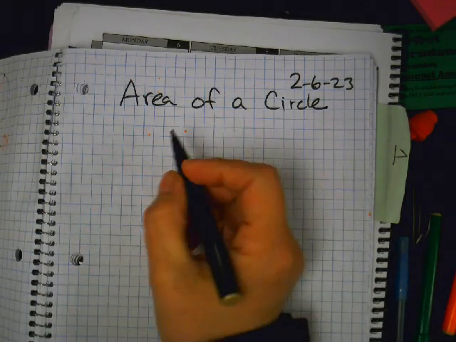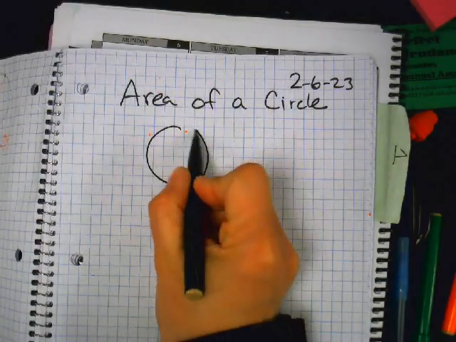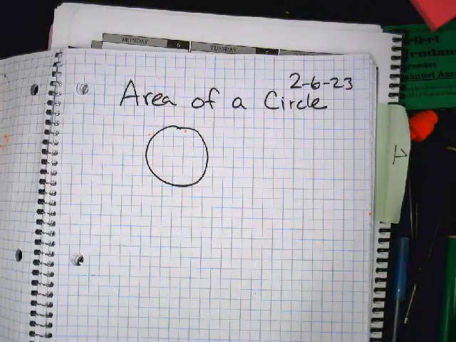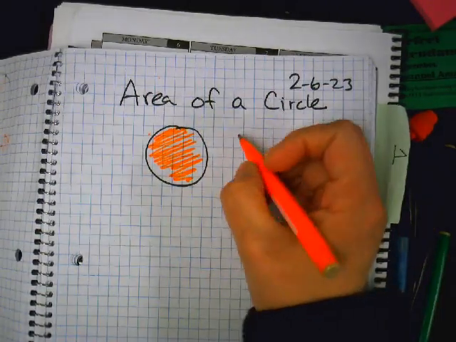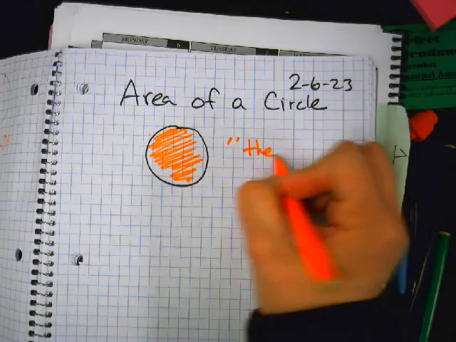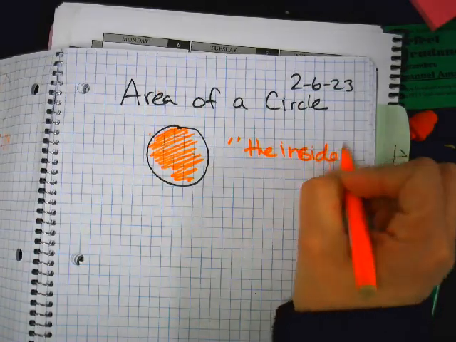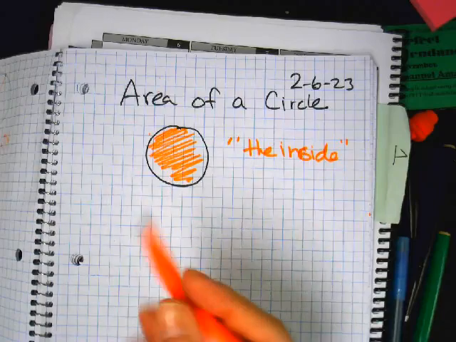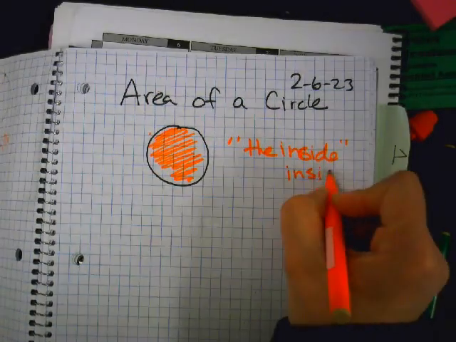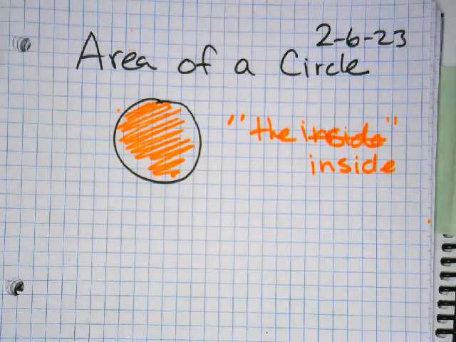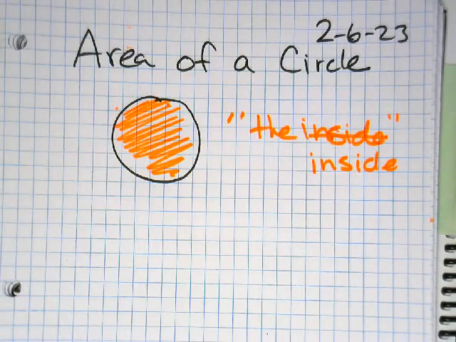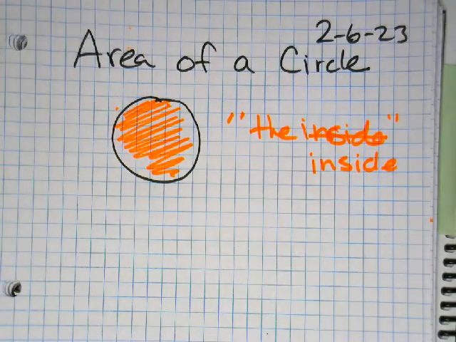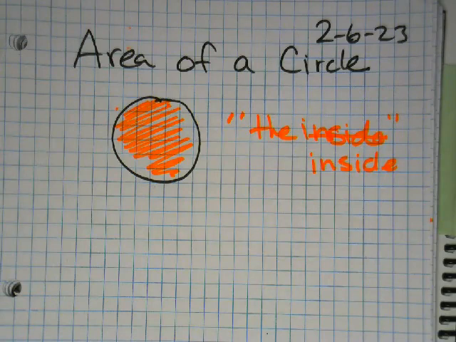So area is what part of the circle? The inside. So with area, we want to know, okay, how much of it is the inside part, right? So area is the inside part of the circle, all right? You've learned how to do area of a square, a rectangle, a triangle, a trapezoid, a parallelogram, throughout your education. Now it's a circle, okay?